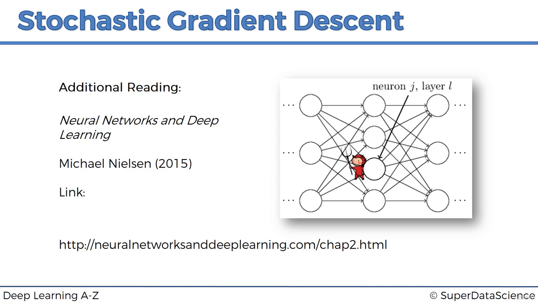And there you go. So that's in a nutshell the difference between gradient descent and stochastic gradient descent and how the two work.